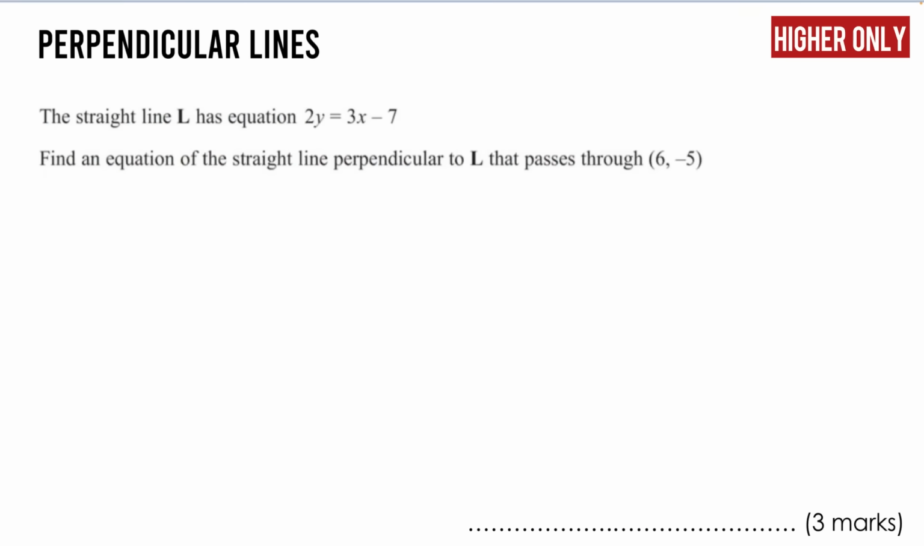Now for a perpendicular line, we just need to know 2 things. 1, the equation of a line, which is in the form y equals mx plus c, and the second part is knowing about our negative reciprocal. So here we're going to look at this straight line equation. We want it in the form y equals mx plus c. To get it into that form, we'd need to divide both sides by 2, and that gives us 1y is equal to 3 divided by 2, x, or 3 over 2, x, minus 7 over 2.